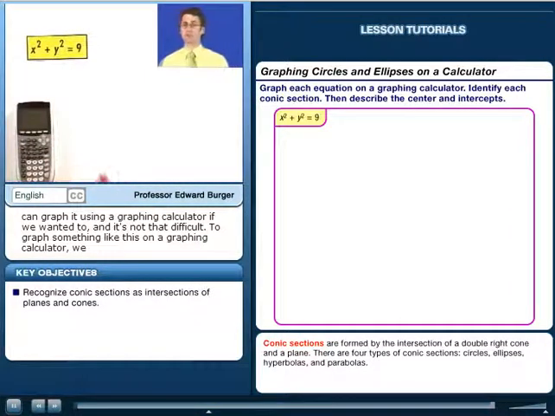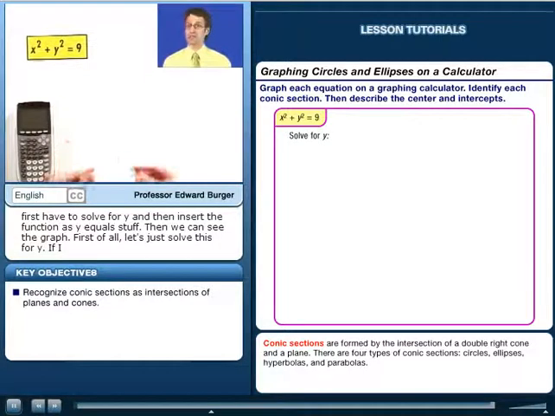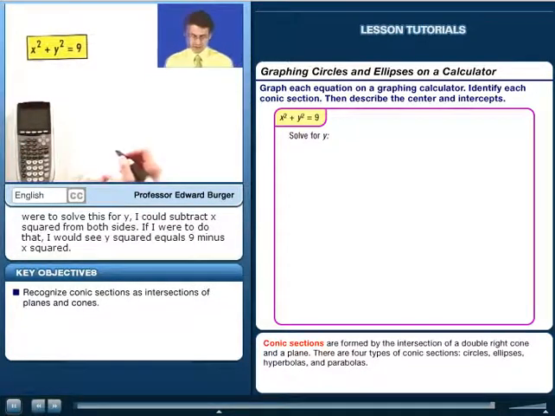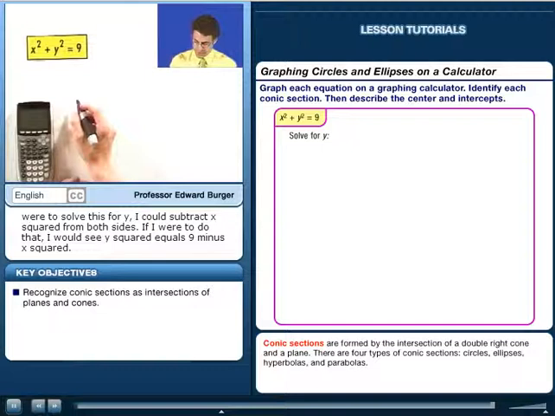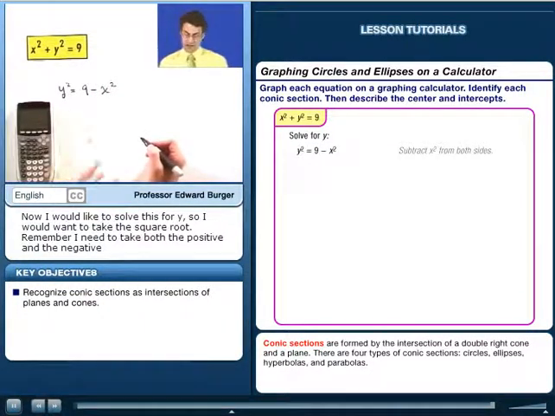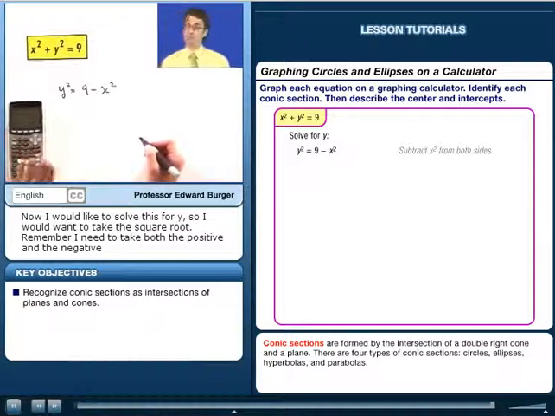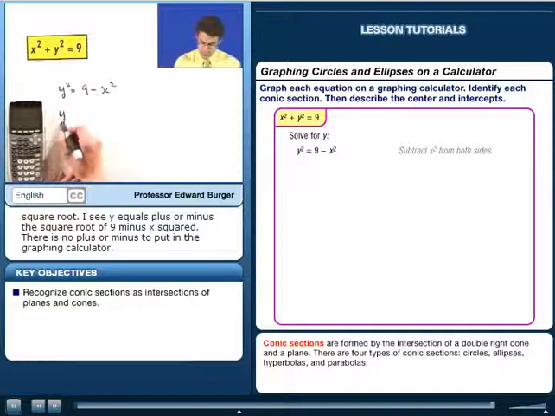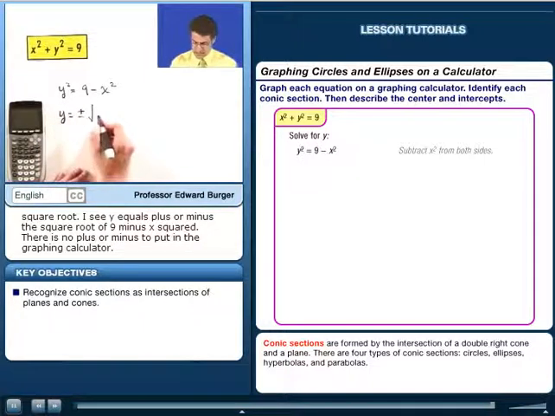Now, to graph something like this on a graphing calculator, we first have to solve for y and then insert the function as y equals stuff, and then we can see the graph. So first of all, let's just solve this for y. I could subtract x squared from both sides, and if I were to do that, I would see y squared equals 9 minus x squared. Okay, and now I'd like to solve this for y, so I want to take the square root. But remember, I need to take both the positive and the negative square root. And so I see y equals plus or minus the square root of 9 minus x squared.